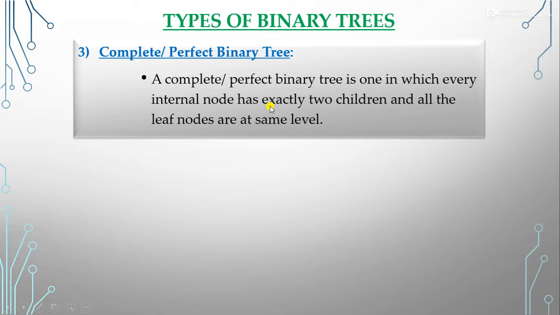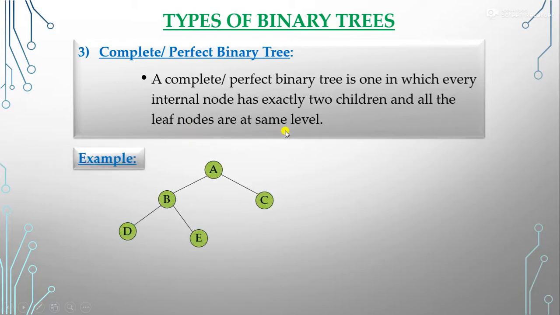A complete or perfect binary tree is one in which every internal node, you know what an internal node is, has exactly 2 children and all the leaf nodes are at the same level. What is a leaf node? That is the last one. The last nodes are called the leaf nodes. So leaf nodes are at the same level.